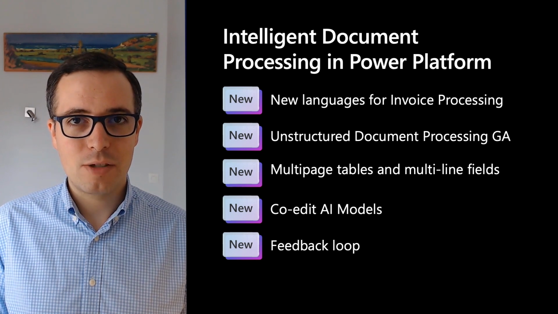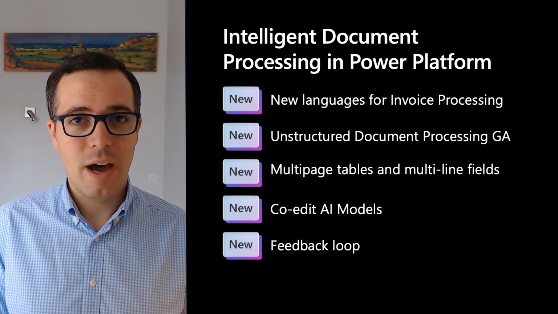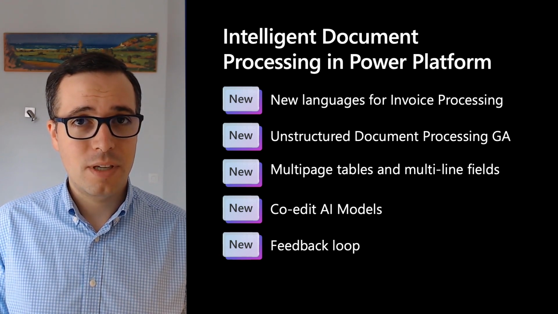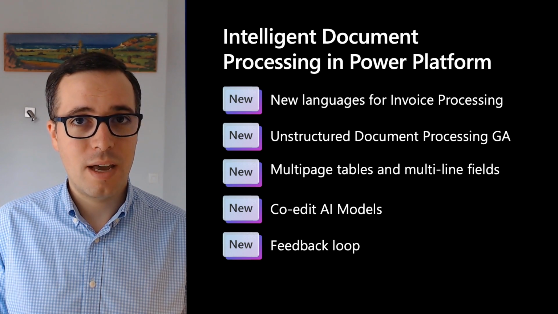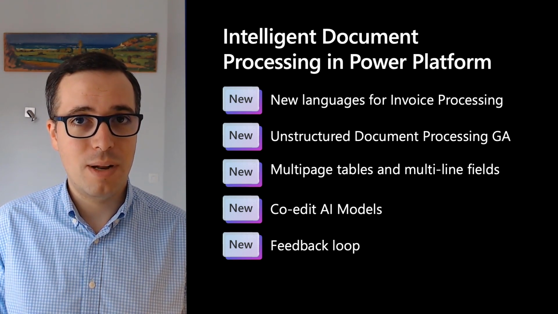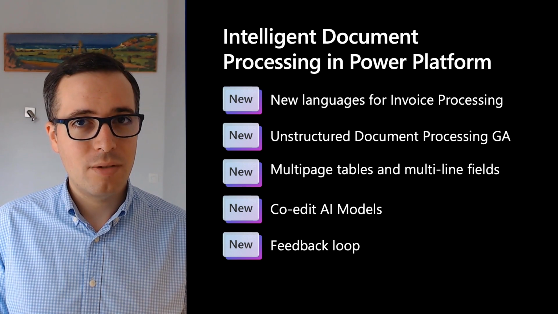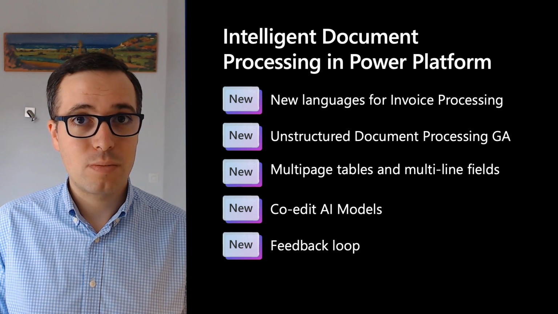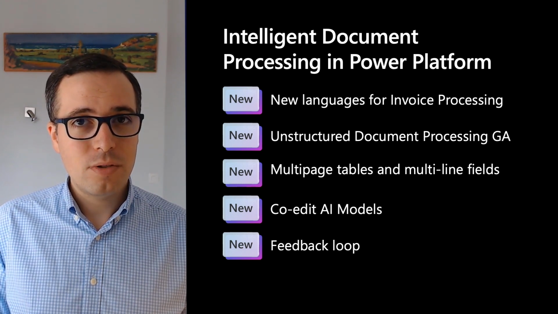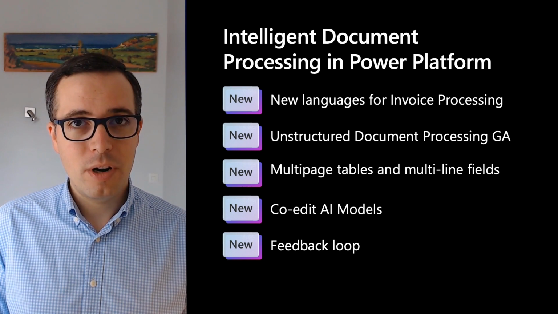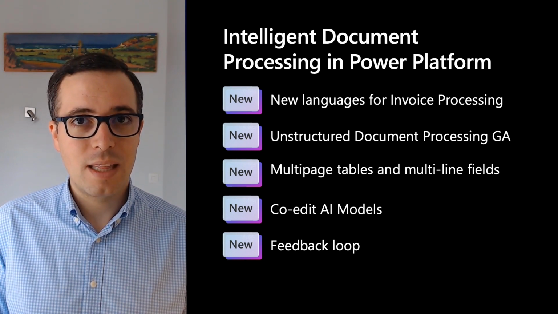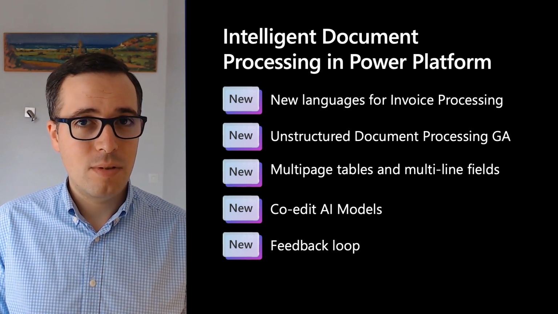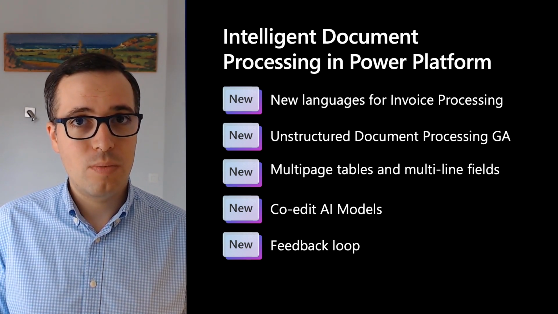Let's recap the main announcements we've talked about. First, the out-of-the-box invoice processing model now supports more languages. Then we've also seen how the custom model can now extract data from unstructured documents, now in general availability. We've also seen how we can now tag multi-line fields, as well as tag and extract tables that span across multiple pages. We've also seen how we can now share our models with more people in the organization with owner rights, meaning that they can help collaborate with us in the model. And last but not least, we've looked at feedback loop, which we can use to improve the model over time.